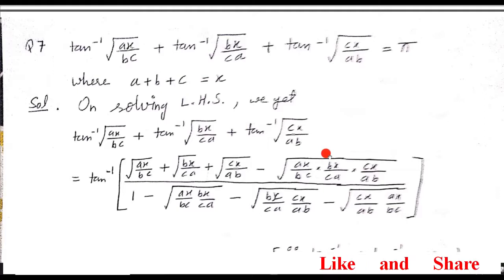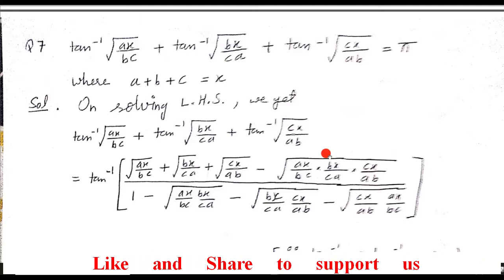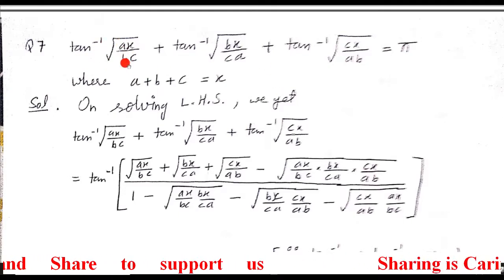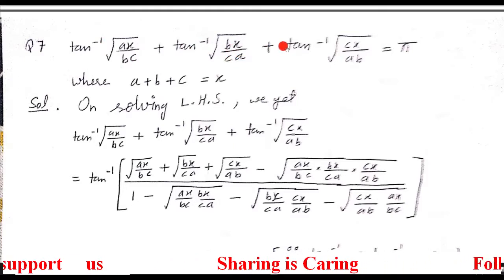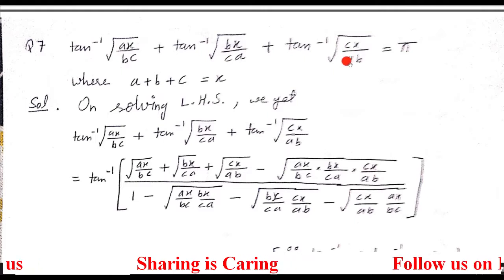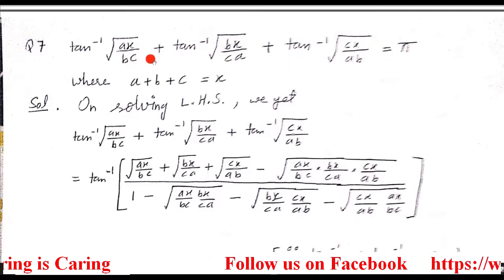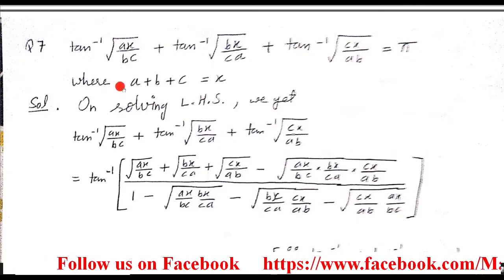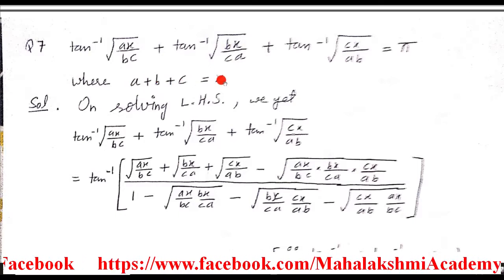Hello everyone. Today I am going to explain question number 7 of exercise 2.1 of class 12th. The question is: tan inverse root of ax upon bc plus tan inverse root of bx upon ca plus tan inverse root of cx upon ab is equal to pi. We have to prove this result, that the sum of these three terms is equal to pi, and it is given to us that a plus b plus c is equal to x.